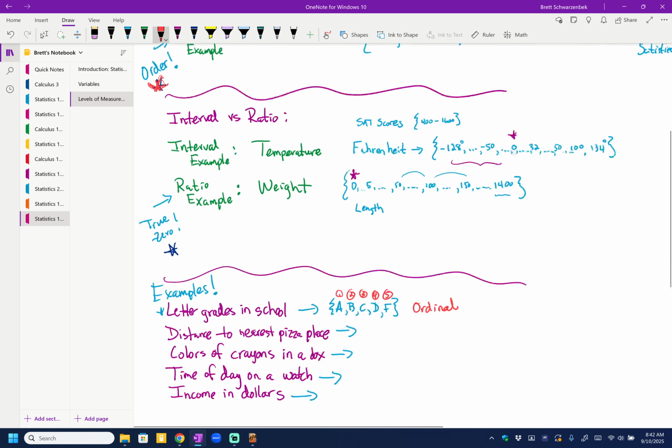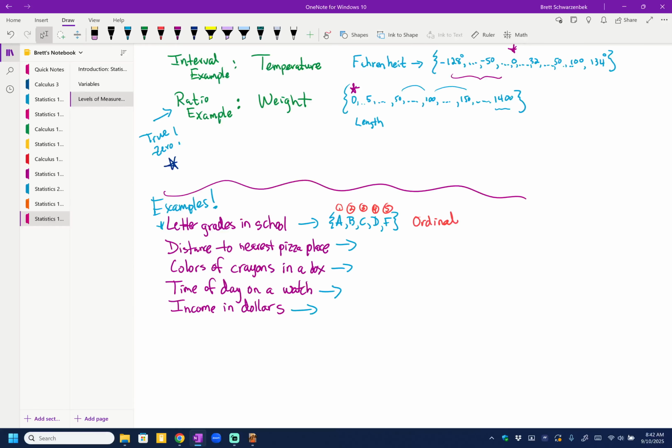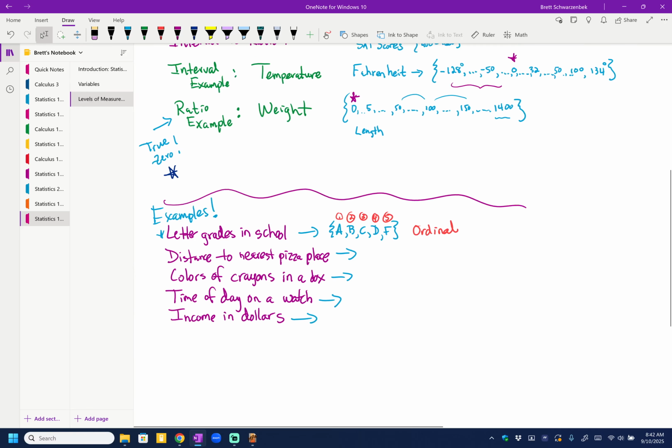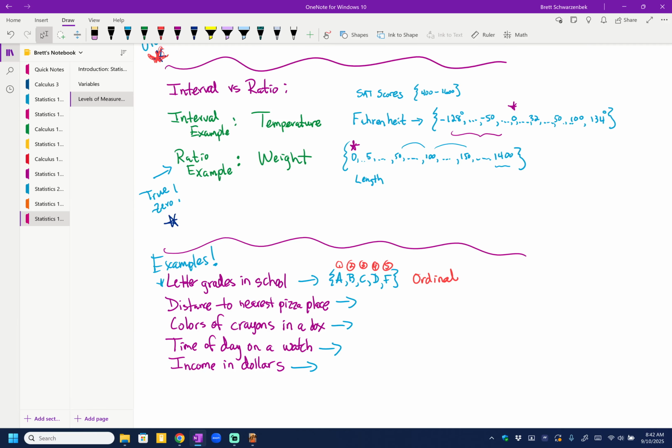Okay, what about distance to the nearest pizza place? Okay, so distance in general is a quantitative variable, which means that we're dealing with interval versus ratio. Remember, the only thing we care about to determine the difference between whether it's interval and ratio is whether there is a true zero. So my question is, could the distance to the nearest pizza place be 0?